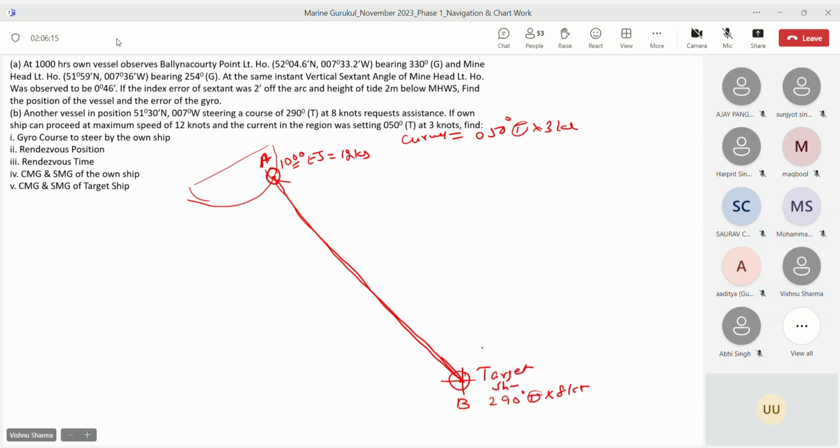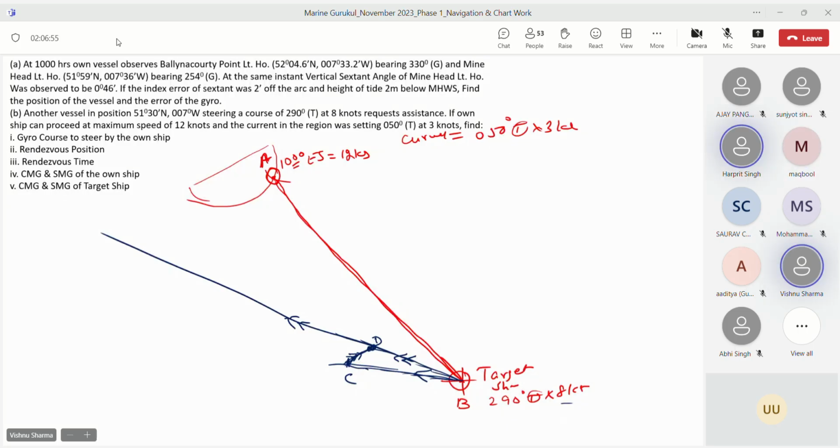Now we have to find the target position after 1 hour. What do we do? We draw the CTS of the target at B, 290 degrees. Cut off 8 miles on it. Am I right, beta? And then we allow this current of 050, of 3 miles, and get point D. Do you all agree that BD is the CMG of the target? Yes or no? Does everybody agree?